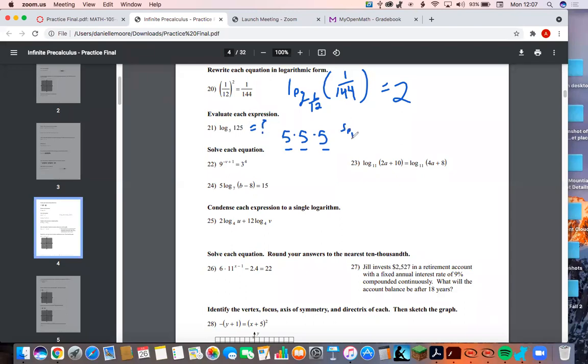So it equals 3. They say evaluate it. You don't need to say x or anything equals. You're just saying, I got the answer for you. It's 3. That's the value or the number you're looking for. Solve each equation we have.